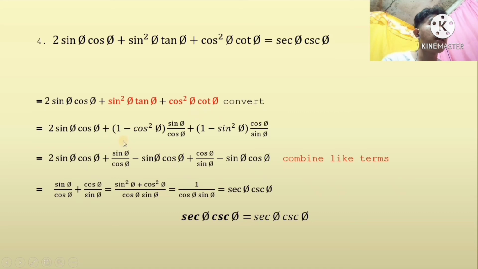It will become 1 minus cosine squared phi times sine phi over cosine phi, and 1 minus sine squared phi times cosine phi over sine phi. So our equation will be 2 times 2 sine phi times cosine phi plus sine phi over cosine phi minus sine phi times cosine phi plus cosine phi over sine phi minus sine phi times cosine phi. So combine like terms.